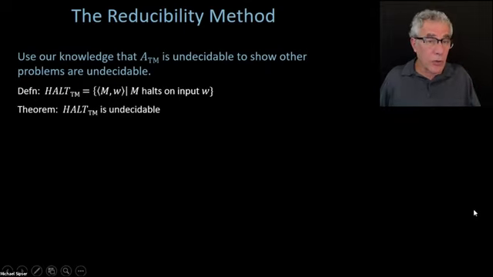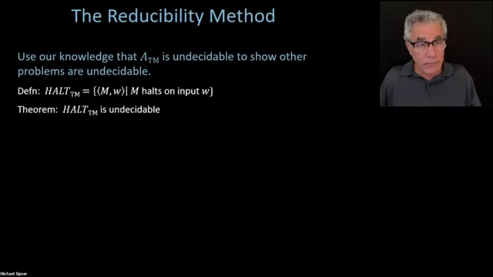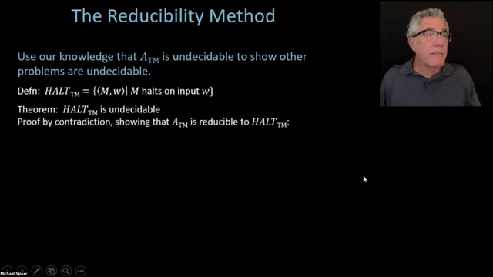Now, we could go back and do the whole diagonalization, but that's more work than necessary now that we already know ATM is undecidable, because we're going to show that we can reduce the ATM problem to the halting problem. And we'll explain what that means again later. But the idea is, by proving by contradiction, if halt TM were decidable, then ATM would be decidable. And we know ATM is not decidable. And so that's our contradiction.